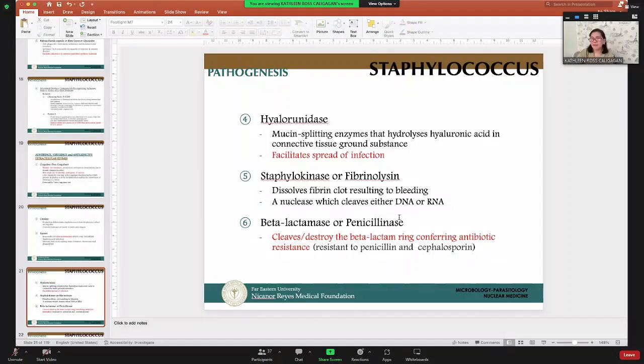And then number 6, an important enzyme of Staphylococcus, the beta-lactamase or penicillinase enzyme. The secretion of this will confer antibiotic resistance. So that is why it is very common to see resistance towards antibiotics. That is the one responsible, the beta-lactamase or penicillinase enzyme.